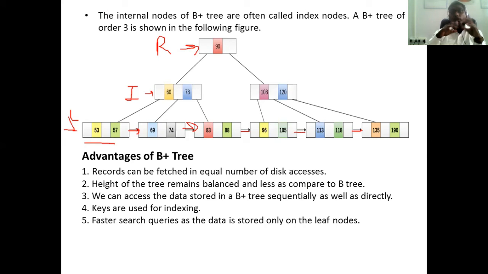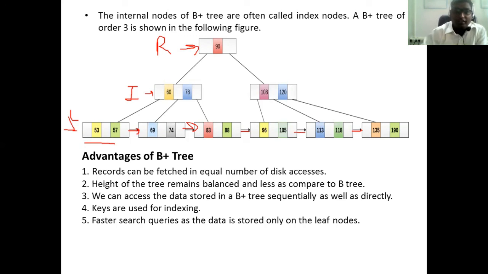To improve the efficiency of searching, that's why we use the single linked list concept here. In a B plus tree, all the leaf nodes are connected in a single linked list fashion to improve the efficiency of the search. So what are the various advantages of B plus tree?